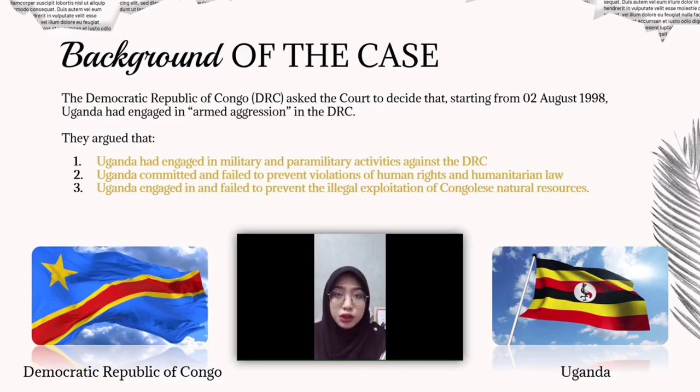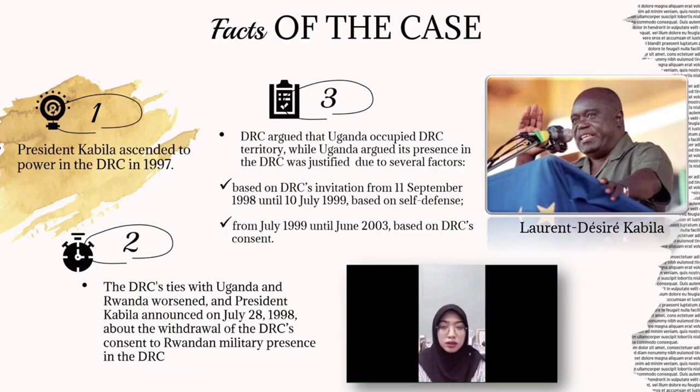They argued that first, Uganda had engaged in military and paramilitary activities against the DRC. Second, Uganda committed and failed to prevent violations of human rights and humanitarian law. And the last one is that Uganda engaged in and failed to prevent the illegal exploitation of Congolese natural resources.